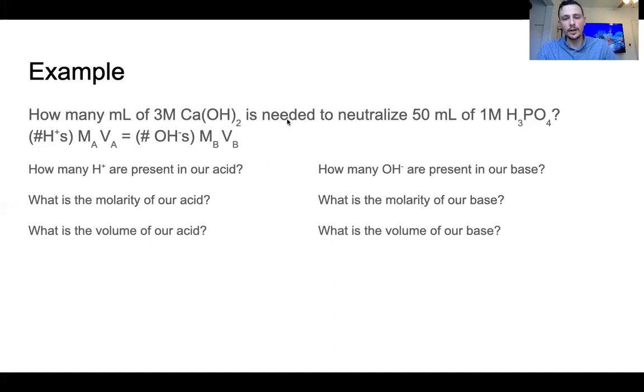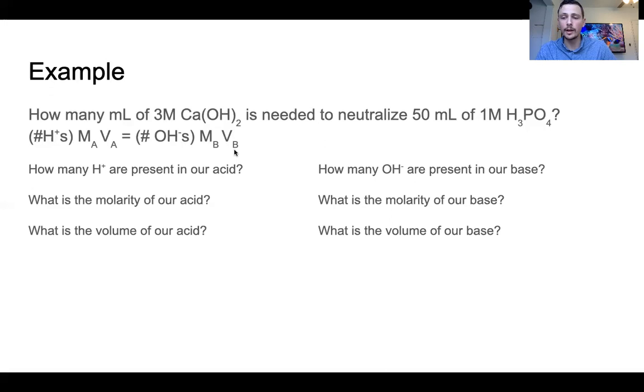For the volume of our acid, it says is needed to neutralize 50 milliliters of 1 molar phosphoric acid here. That would be our volume. The volume of our base would be our variable. It's asking how many milliliters of 3 molar calcium hydroxide is needed. So that's going to be our variable. That's what we're trying to solve for, VB, or the volume of our base here.